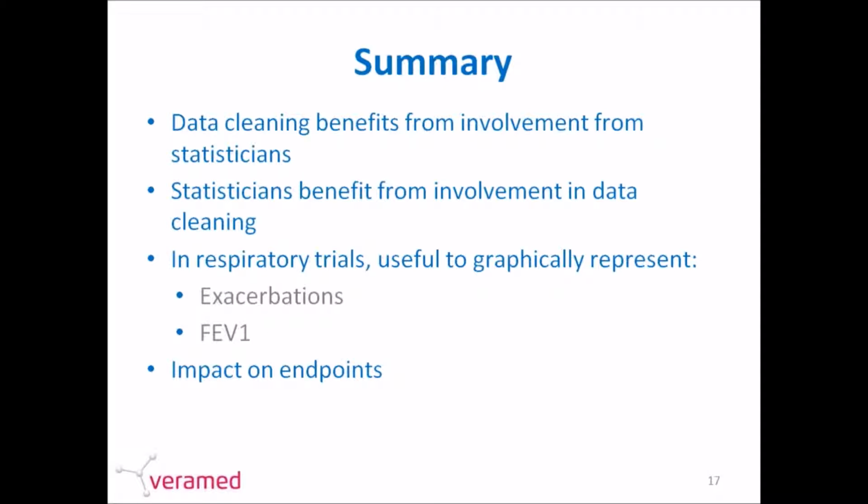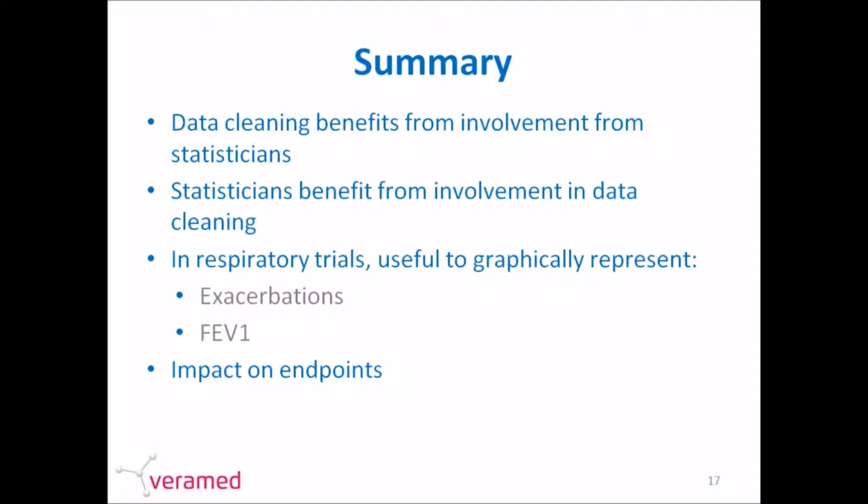So in summary, from my experience of working on this large phase 3 respiratory trial, we found that data cleaning really can benefit from the involvement of statisticians. The data can be cleaned up in a different way to just involving data management, and including statisticians in data cleaning means that everybody involved is more aware of the statistical endpoints in mind and why certain parts of data need cleaning. Of course, statisticians benefit from being involved too, because they know what the endpoints are, what the statistical analysis is going to be, and which data points they need to focus on for cleaning. We found it really useful to represent graphically to both clinical and data management what was going on, and I've shown the examples of exacerbations and FEV1 profiles for this.